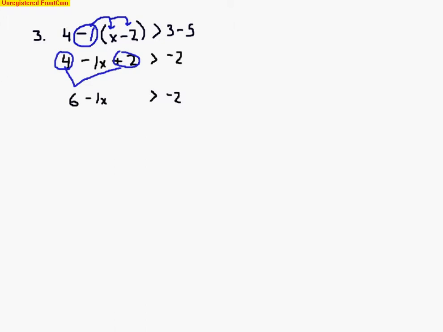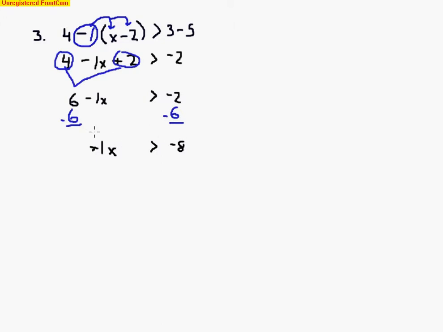So now we need to get rid of that 6. Because we want to bring the constants to one side of the inequality, variables to the other. So it's easiest for us just to subtract this 6 from both sides. And when we do that, we still have that negative 1x. And it's still greater than, now it's negative 8.